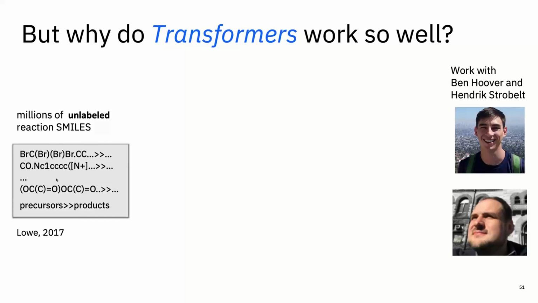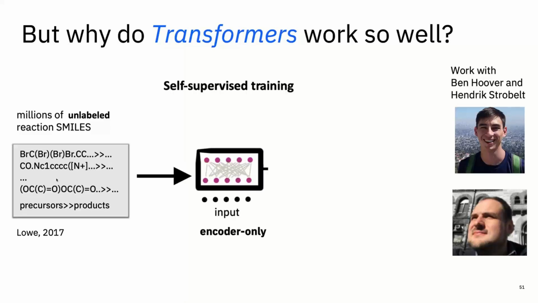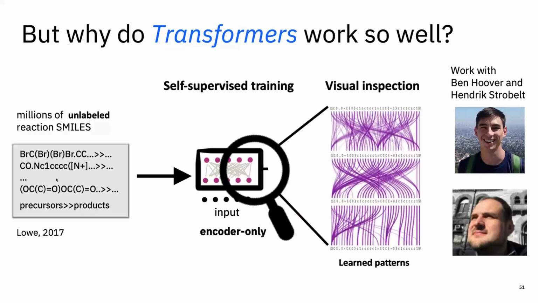And what we did, the project setup, was to take millions of unlabeled SMILES, ones from Daniel Lowe that we could find in open source, train a reaction encoder, a reaction transformer, on those SMILES, just using this masked language modeling task, and then visually inspect what the model had learned.